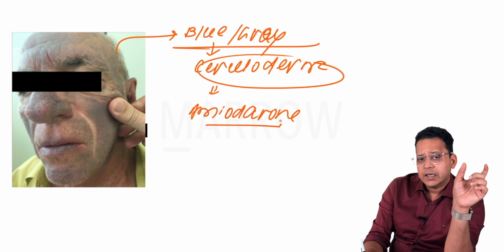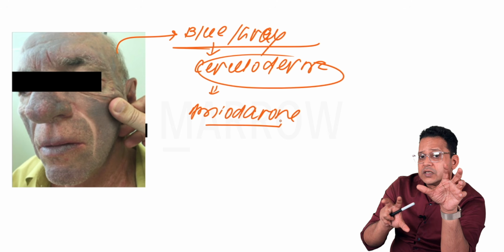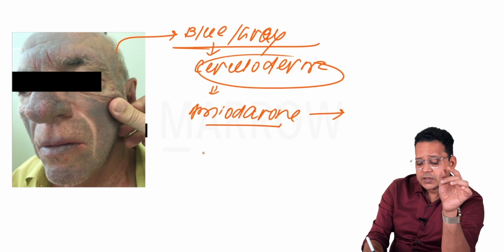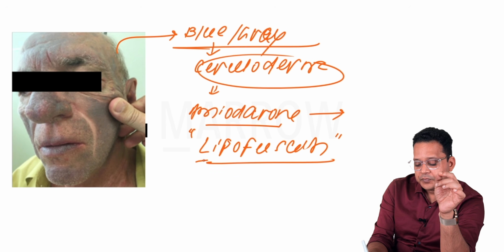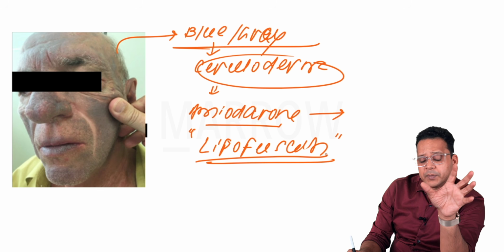Use of amiodarone. Now amiodarone, indeed it is present in the drug, but amiodarone does not give this pigmentation. It is because of amiodarone induced deposition of a pigment called lipofuscin. So lipofuscin is a pigment that gets deposited and that gives us blue-gray pigmentation.